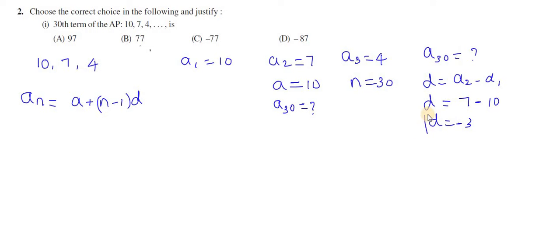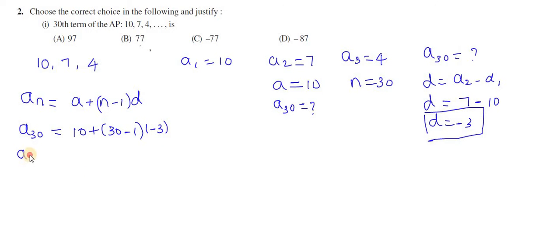So here the minus sign plays a very important role. You should be careful with the negative and positive signs. So what is An here? An we don't know, A30 we need to find. So A30 is equal to the A value 10 plus (30 minus 1) into d, and the d value is minus 3.